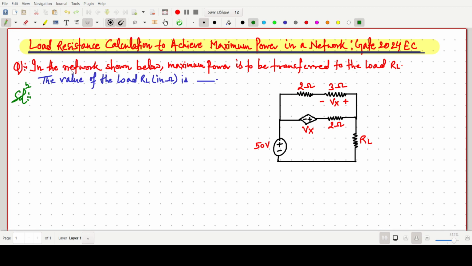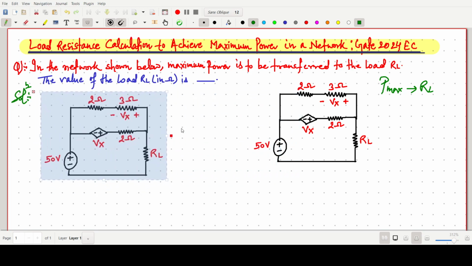So the question is: in the network shown below, maximum power is to be transferred to the load RL. So the value of the load RL in ohm is question mark. So maximum power is to be transferred through the load RL. So a general concept is there.